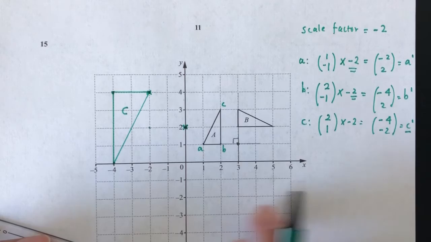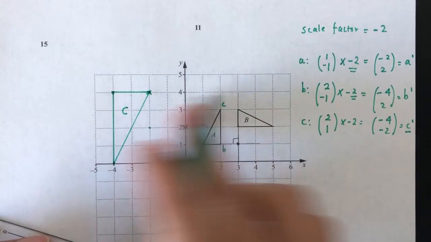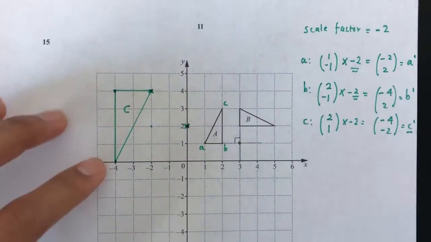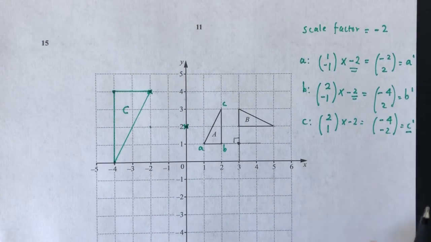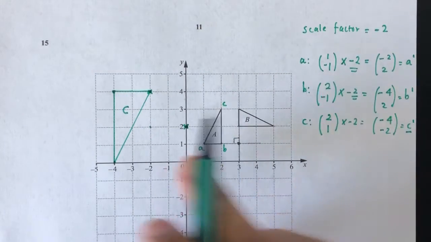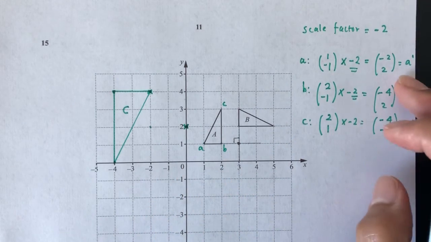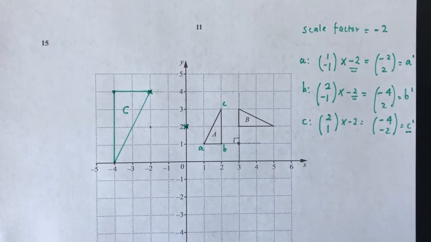Okay, so if you join the lines to each other, you will see that they intersect through the center. So this is pretty easy. What you have to do is find the distance from the center to each point and then times the scale factor to find the image points of triangle C.